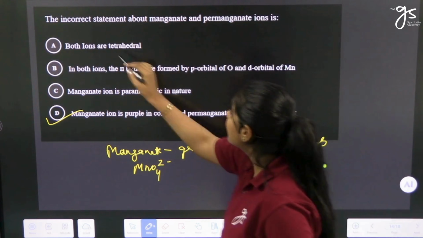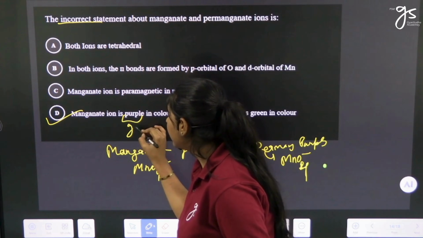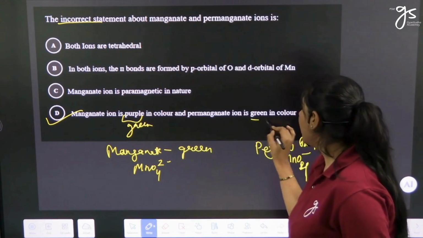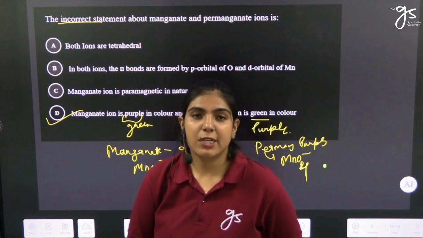So which is correct? That is, the statement that manganate ion is purple and permanganate ion is green is the incorrect one. Why? It is because this question is asking about the incorrect statement. What should have come here? Green. And what should have come here? Purple. So I hope you have understood it very well.